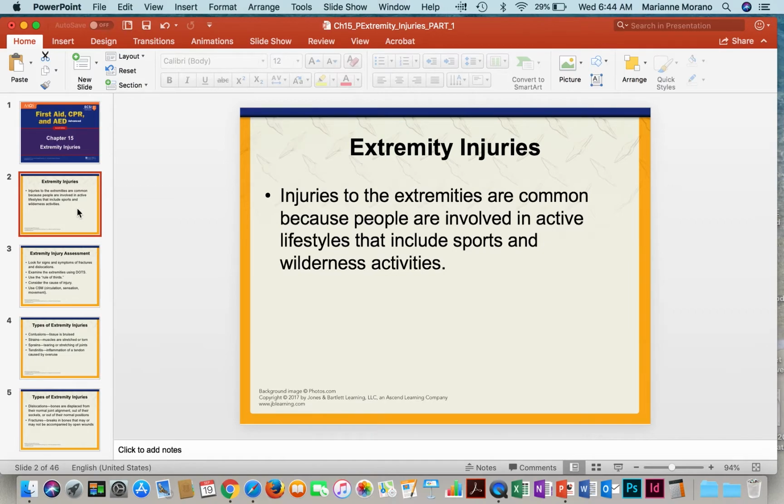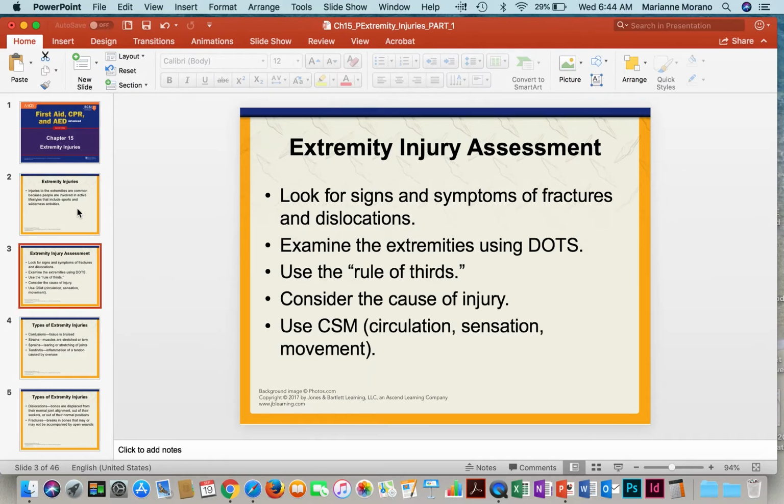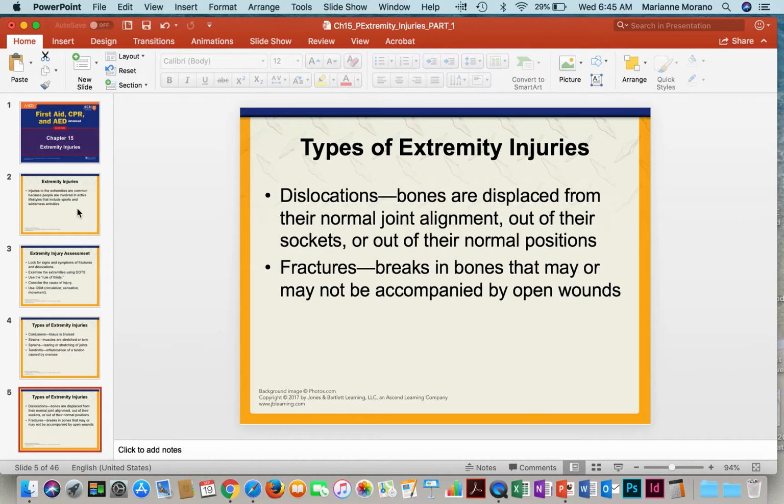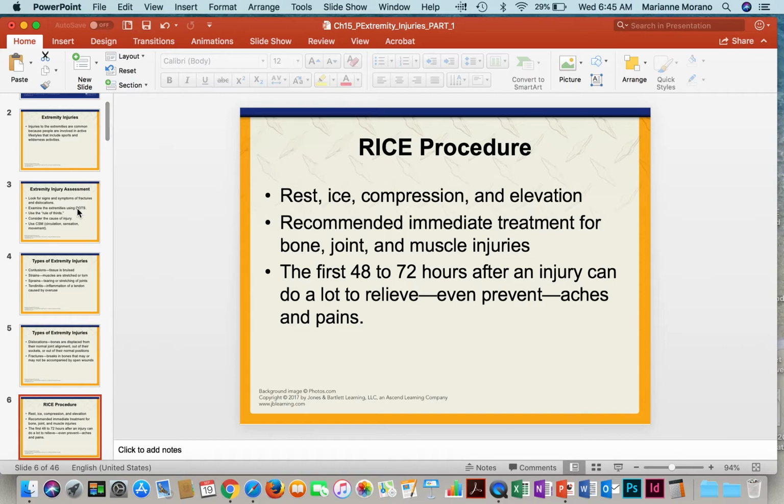Any injury to an extremity happens usually because of some type of physical activity. So people with extremely active lifestyles tend to get injured more frequently. You want to look for signs and symptoms of fractures and dislocations using the DOTS and CSM mnemonics that we've learned in the past. There's contusions, strains, sprains, and tendonitis. Contusions are bruises, strains are where the muscles are stretched or torn, and sprains are tearing or stretching of a joint. Tendonitis is the inflammation of a tendon. There's also a dislocation, where bones are displaced from their joint alignment, or fractures, where they're actually broken.